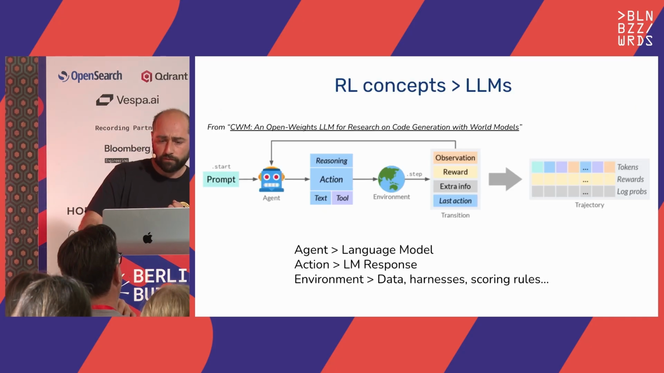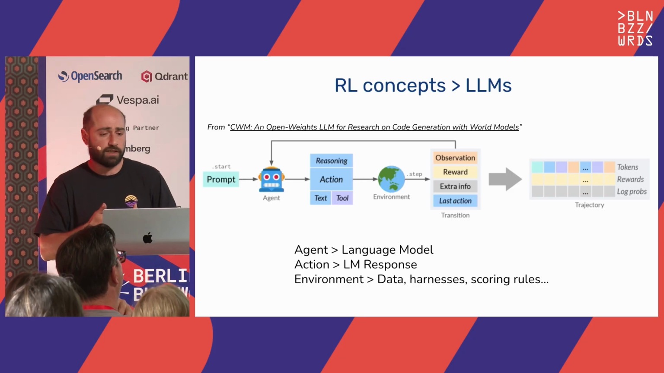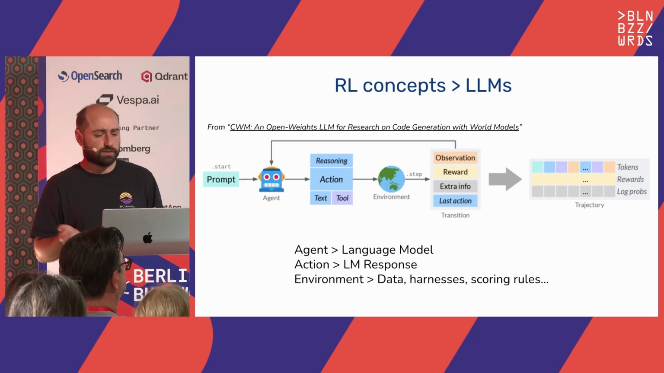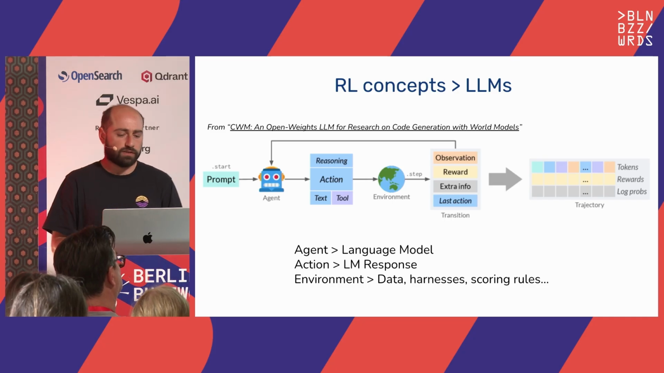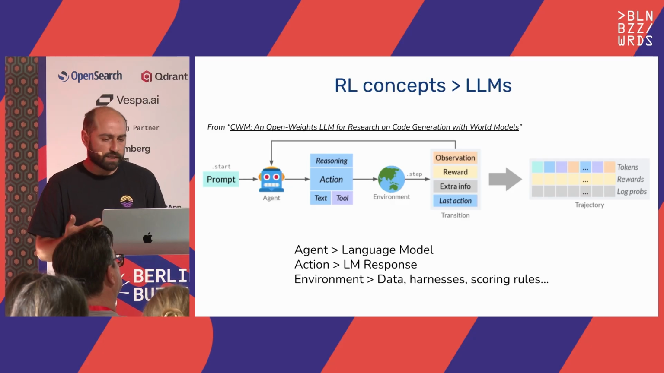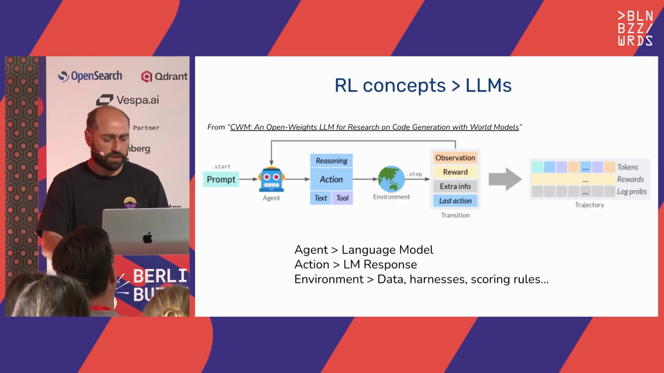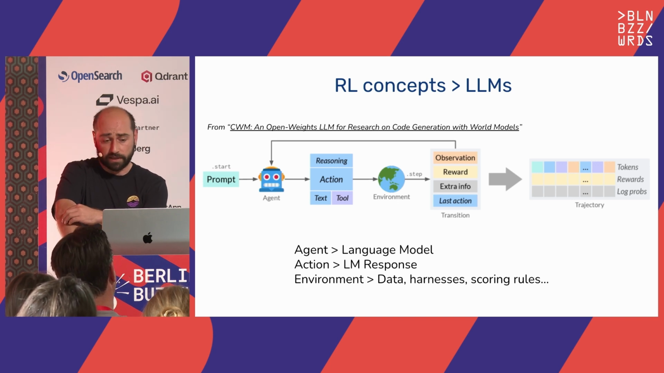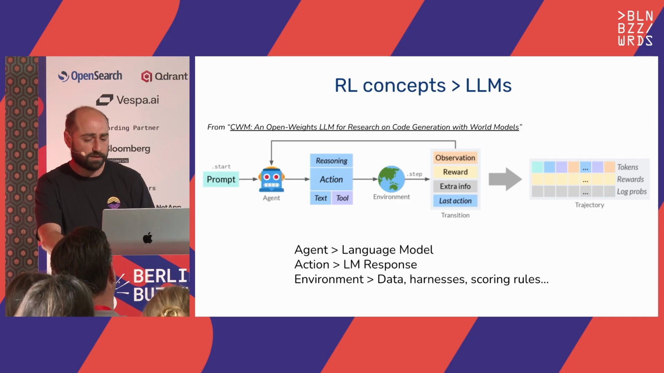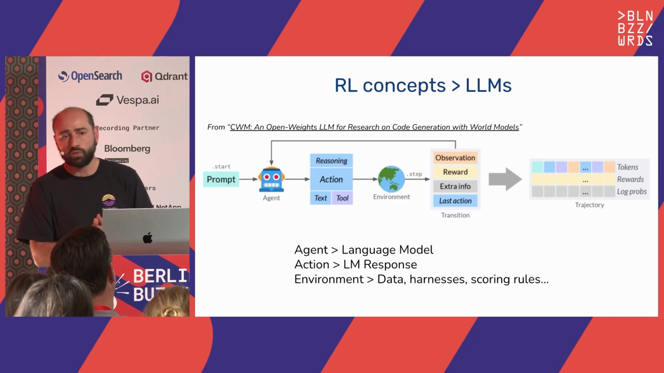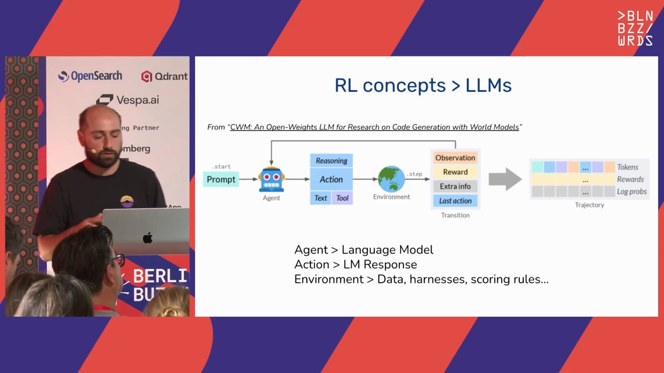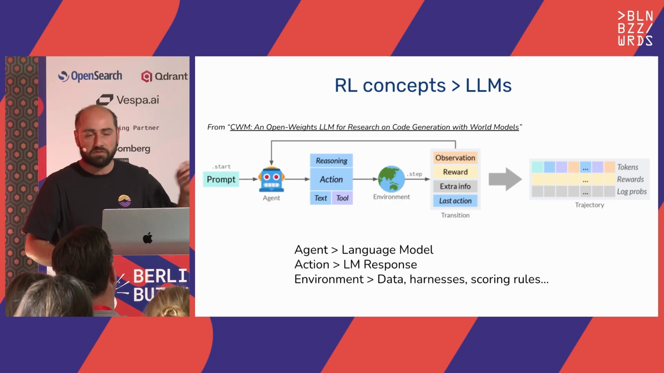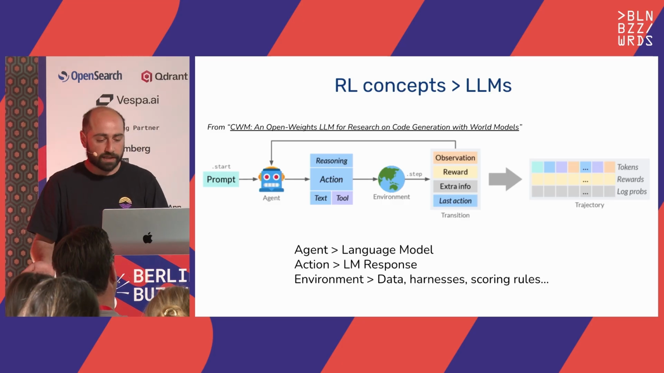And so we can finally map this reinforcement learning concept to language models. And so the agent is the language model, the action is its textual response, and the environment is whatever you need to evaluate and possibly train your model on a certain task. So data, harnesses, and scoring rules. As we know, the concept of agent is also expanding, and now language models can be given tools, from a simple weather API to a terminal.